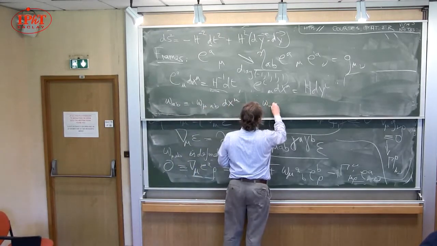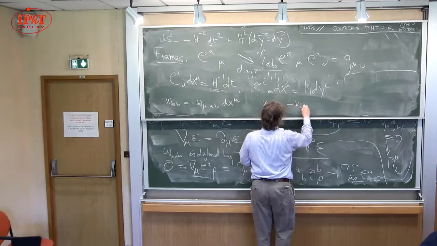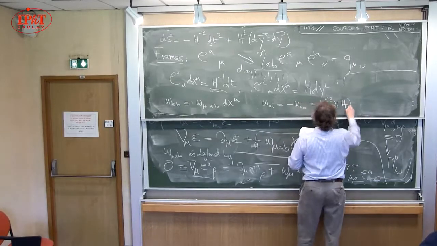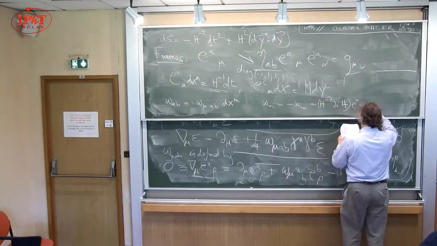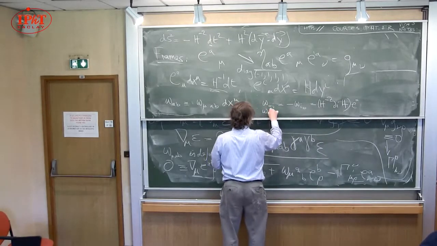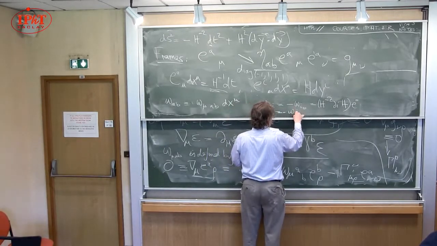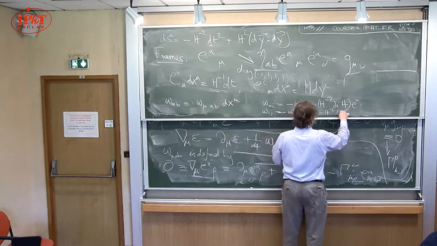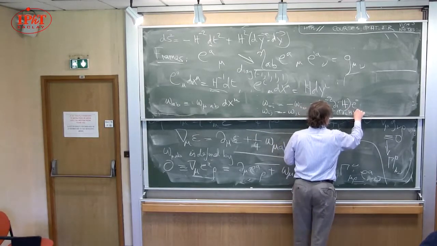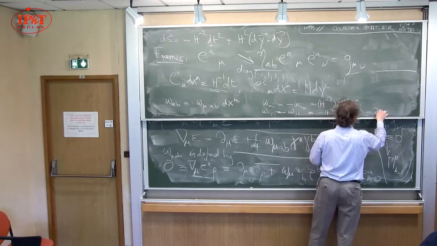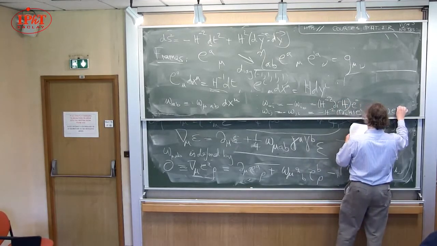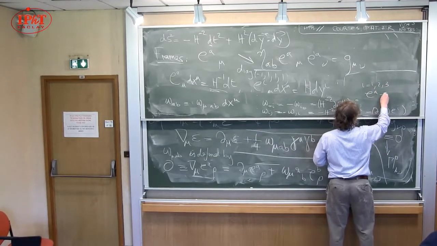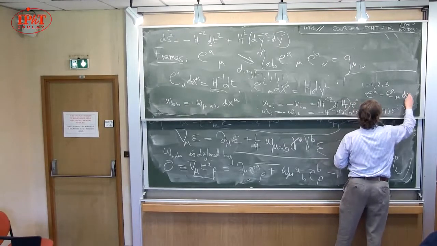And you find that omega 0I is equal to minus omega I0, which is h to the minus 2 d_i h times the frame E0. And omega ij is equal to minus omega ji, which is minus h to the minus 2 of (d_i h e_j minus d_j h e_i). Here the index i takes values 1, 2, and 3. And when I write E^A, I mean E^A_mu dx^mu, a 1-form.